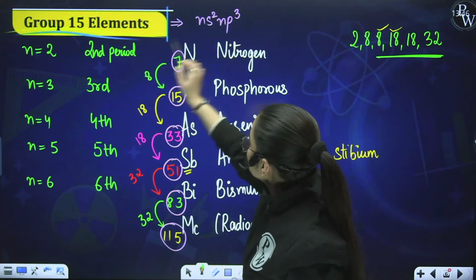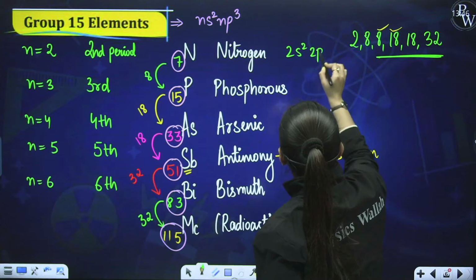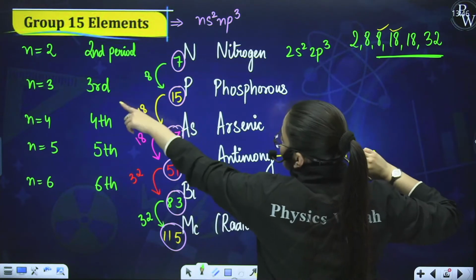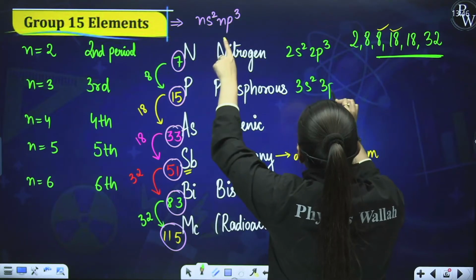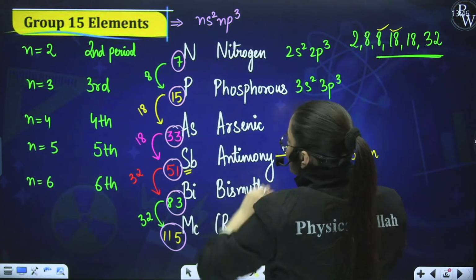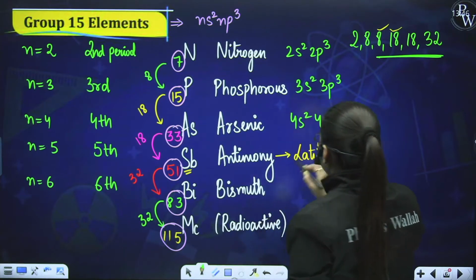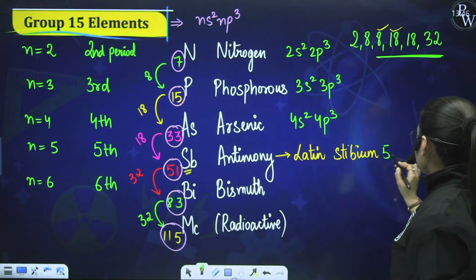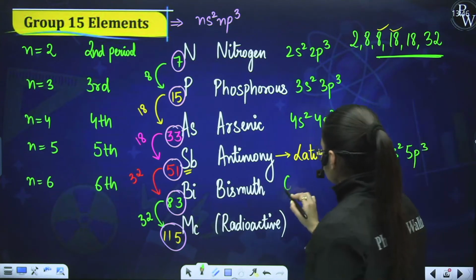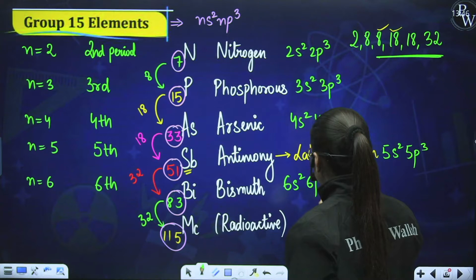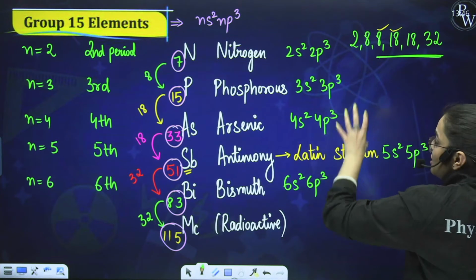If I put n value as 2, what will be the electronic configuration for this? It will be 2s2, 2p3. If I put n value as 3 for phosphorus, it will be 3s2, 3p3. For arsenic, it will be 4s2, 4p3. For this, it will be 5s2, 5p3. For this, it will be 6s2, 6p3. Is it clear to you? So in this way, you can write the electronic configuration.